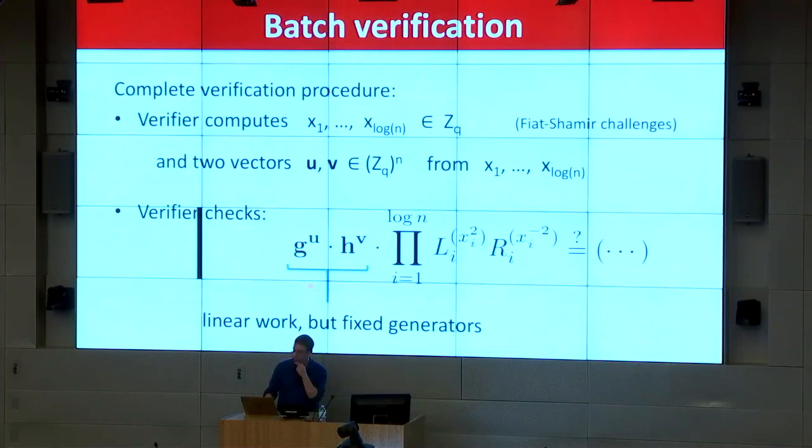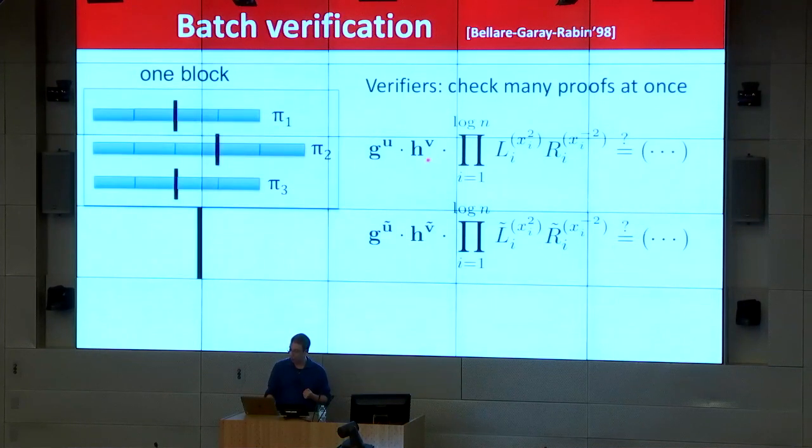The interesting thing is because these generators are fixed, there's a trick we can do to speed things up, which is that if I need to verify 2 bulletproofs, like what happens in a block, I need to verify 3 bulletproofs in this block, I can actually verify these bulletproofs in a batch really fast.